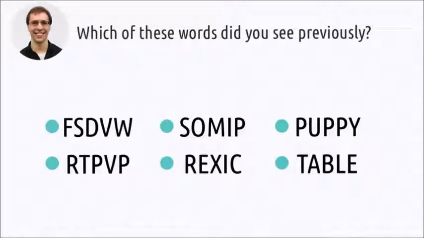Which of these 6 words did you see in the exercise previously? Even if you had trouble just naming these series of letters in the exercise previously, you probably were much more successful at this exercise. Why is that? That's because it's far easier to recognize something you know than to recall it independently.